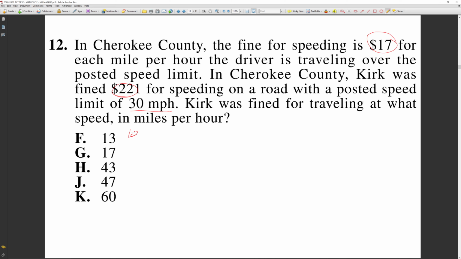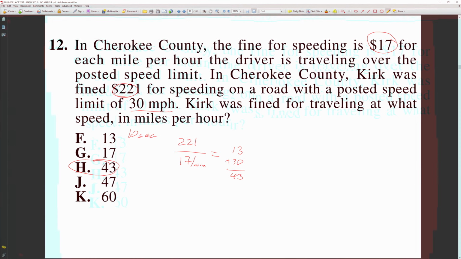In reality, this is a 10-second problem. So what you do is you take the total amount that he's fined, $221, divide that by the fine, which is $17 per mile. 221 divided by 17, once you plug into the calculator, is 13. And then since it's 30 miles per hour, what's the speed limit? You add 30 to it, so this becomes 43. Answer is H. Like a boss.